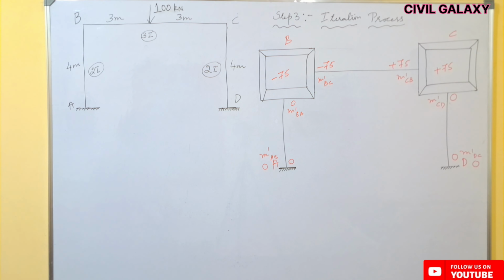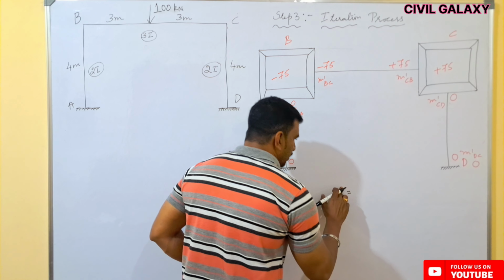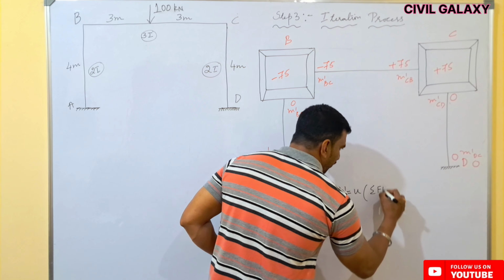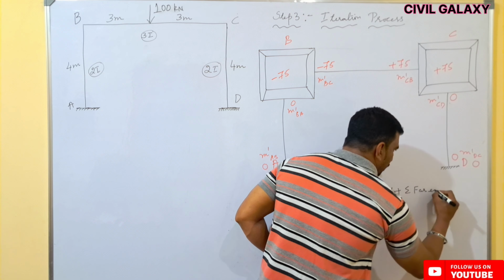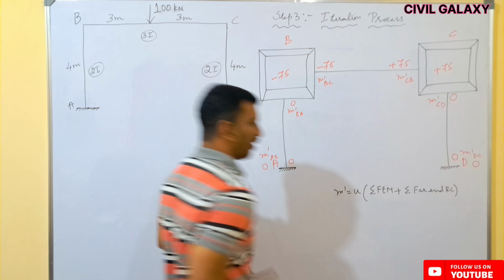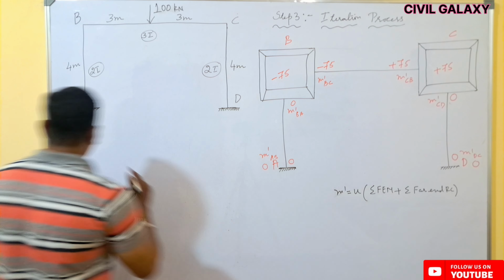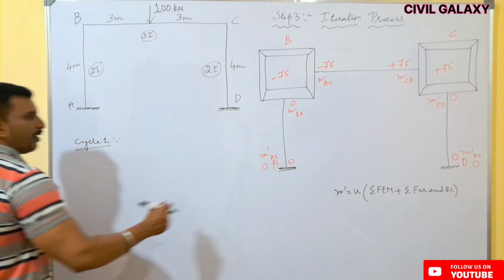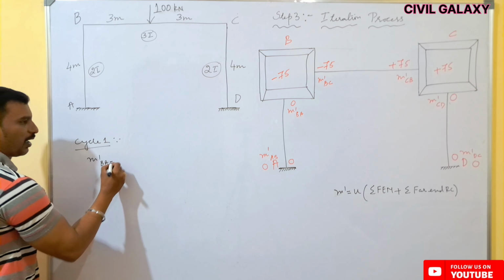From the previous class we have learnt that if we need to find out the rotation contributions, the formula is m dash is equal to U into the summation of fixed end moment plus the summation of far end rotation contribution. This is the formula we have to use whenever we are calculating the rotation contributions. So if we go for the iteration process, considering the first cycle for m dash BA, m dash BA will be equal to the formula U.